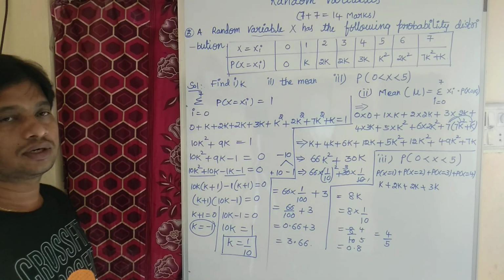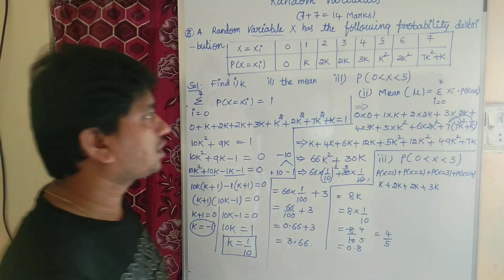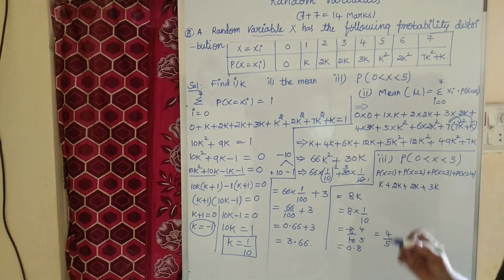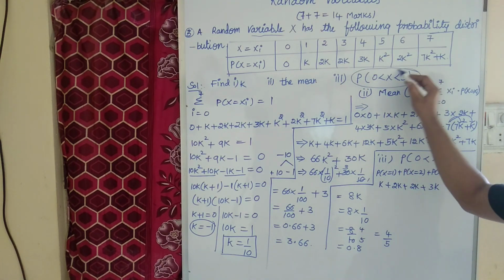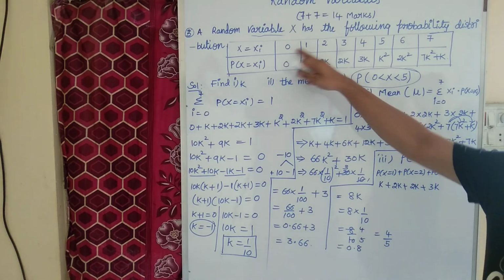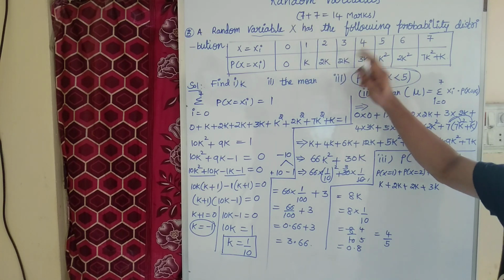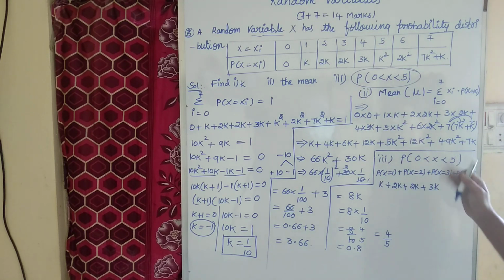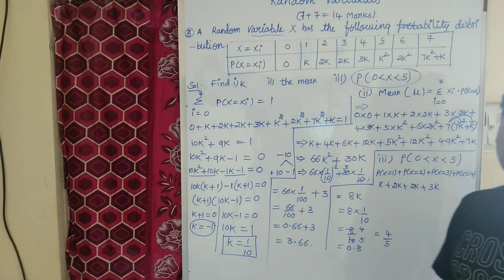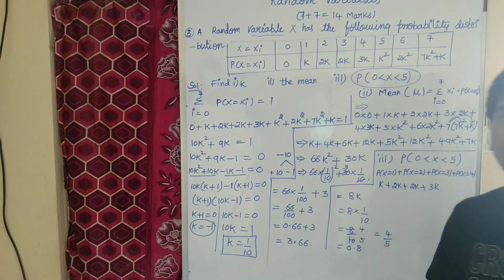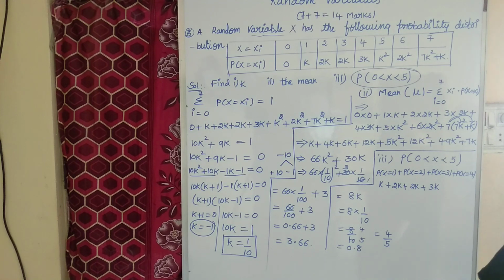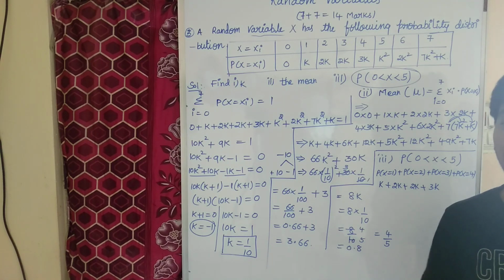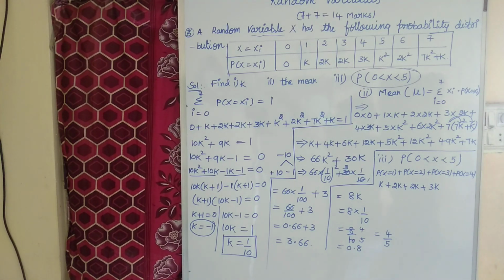Is it clear, children? This question. What is the third question? Probability of a variable x must lie between 0 and 5. We have 1, 2, 3, 4. 1 means k, 2 means 2k, 3 means 2k, 4 means 3k. That we have to add. In the place of k, if you substitute 1 by 10, you will get the value of probability of variable x lying between 0 and 5. So this is our third problem, children. Okay. Now let us discuss one more problem also.